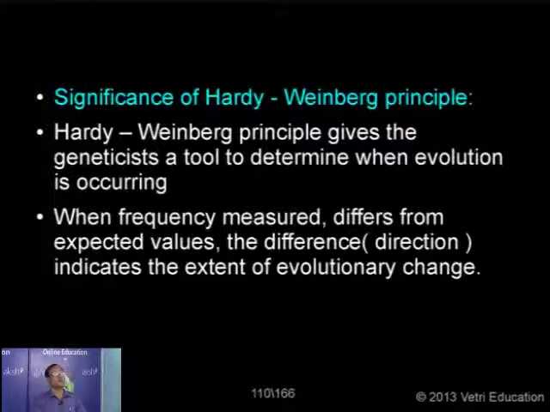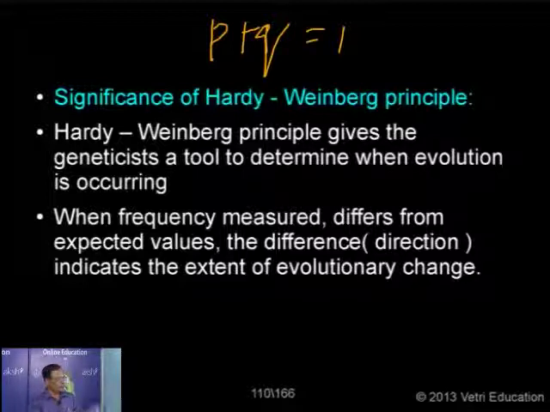P plus Q is equal to 1. If it differs from the expected value, that is P plus Q is equal to 1, if you are not getting this value, then the genetic equilibrium is disturbed. If you are not getting the expected value, then the difference will give the idea of the extent of the evolutionary process, how far the evolution occurred.